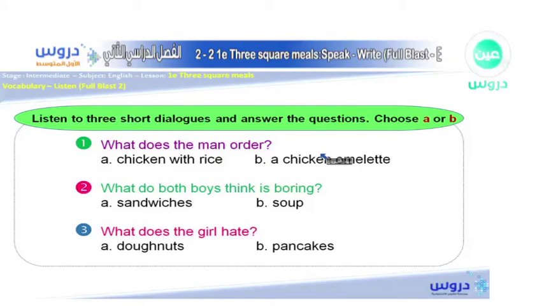Alright, so this is the first one. What do you think is the answer of the first one? Did he want chicken with rice or chicken omelette? Again, I'm going to read it again. I want you to concentrate with me.